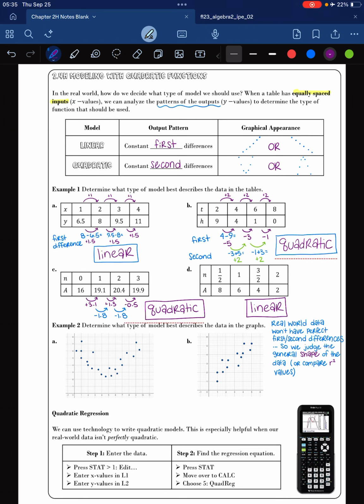All right, so what happens when my data isn't perfectly linear, perfectly quadratic? Well, it's not necessarily going to show a pattern of constant first or constant second differences. So that's where we have to rely on the graphical appearance of the pattern.